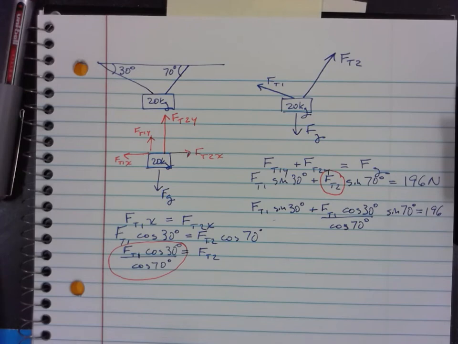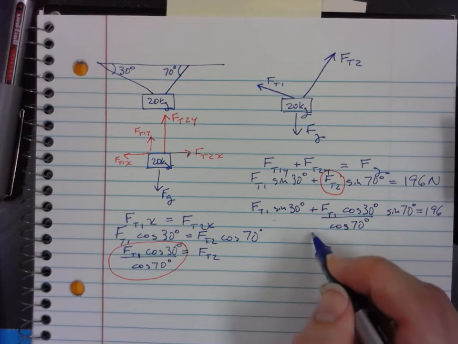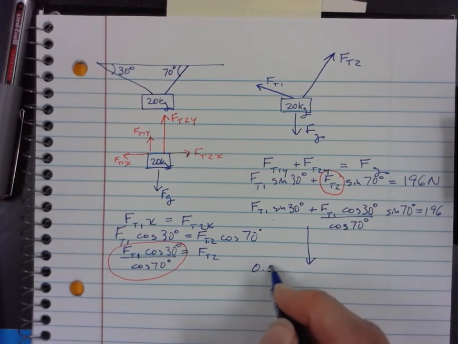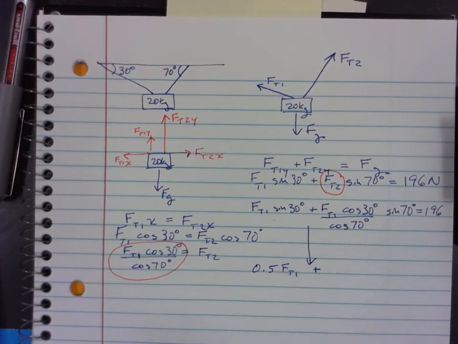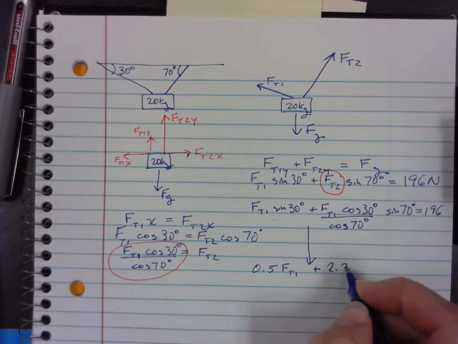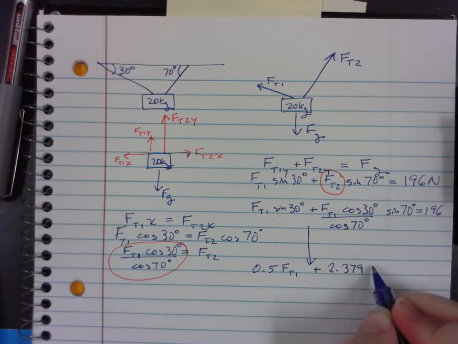This is a good time to put all these numbers in the calculator. So the sine of 30 degrees is 0.5. So let's make some space. 0.5 times FT1 plus, I'm going to do the cosine of 30 divided by the cosine of 70 times the sine of 70, and we get 2.379 times FT1.